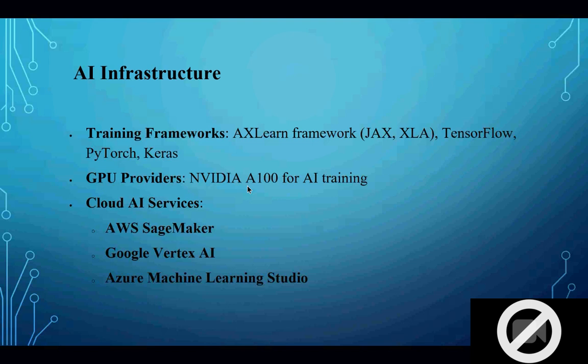I will give you one example. Spotify uses AI to recommend songs by processing user listening habits with models hosted in AWS or Google Cloud, actually Google Cloud.